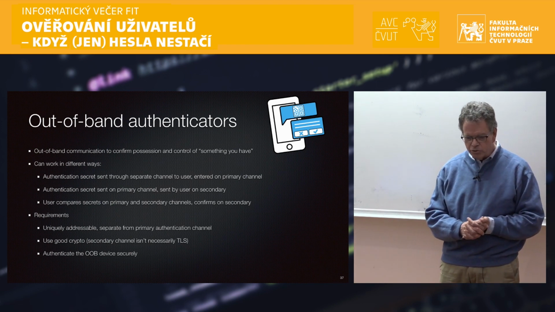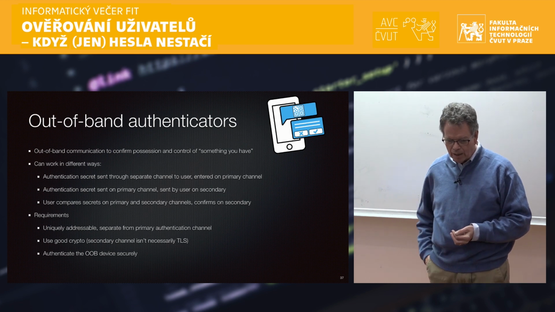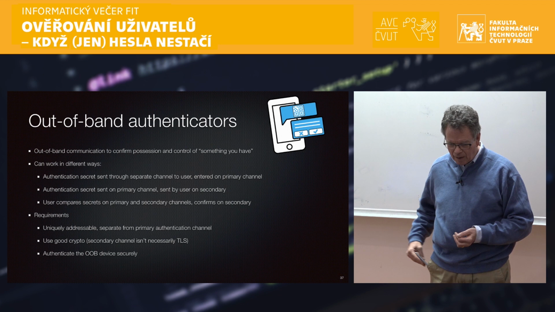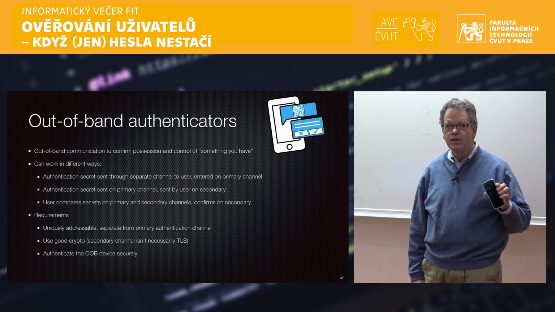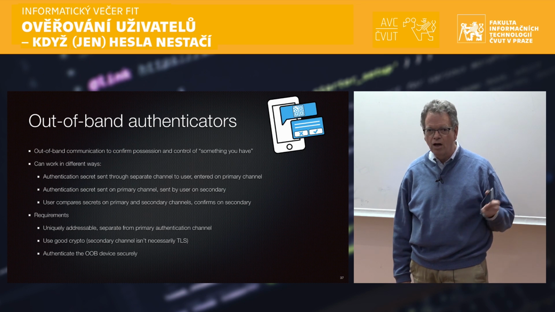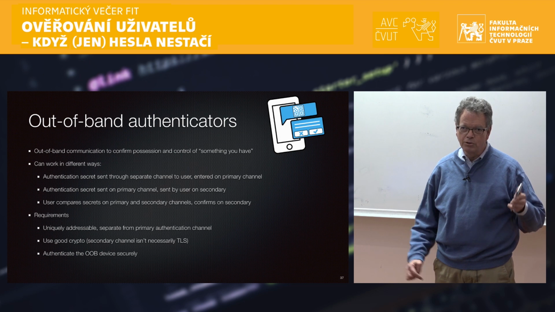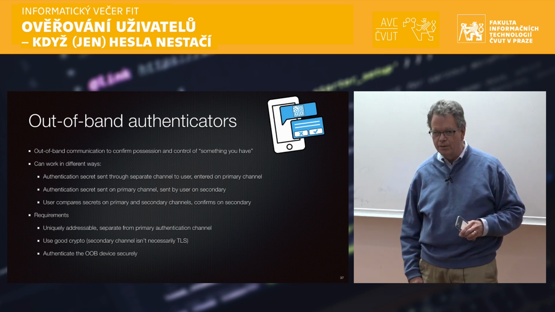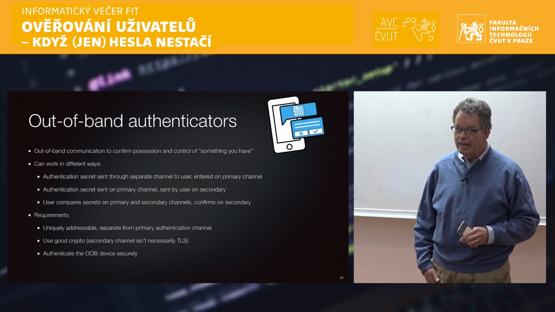Another way to do it that you see very often is out-of-band authentication. The common case is you get a text message on your phone when you're trying to log in that says the code is 644732 or something like that, and you have to enter that on the website.